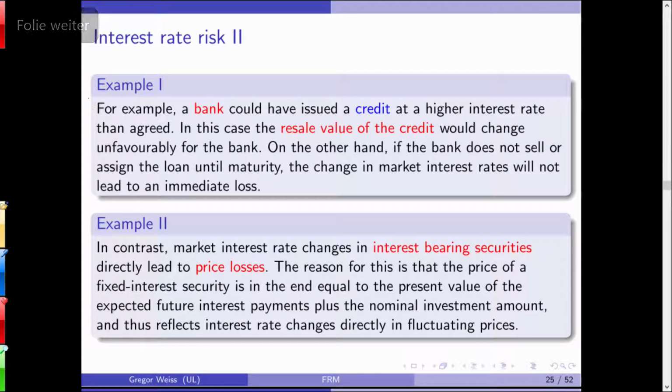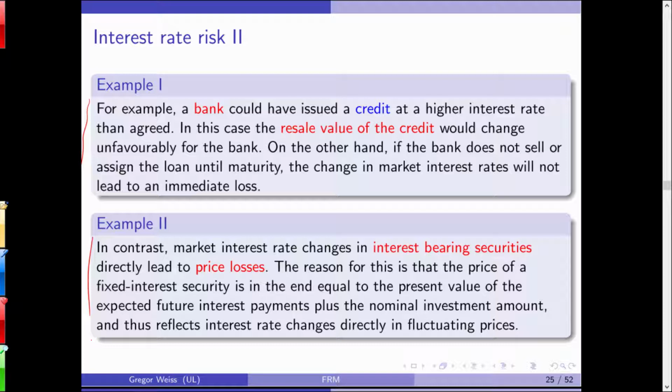So a couple of examples here. For example, a bank could have issued a credit at a higher interest rate. In this case, the resale value of the loan would change unfavorably. On the other hand, if the bank does not sell the loan until maturity, the change in market interest rate will not lead to an immediate loss. It will simply earn the higher interest rate payments. In contrast, market interest rate changes in interest-bearing securities directly lead to price losses.